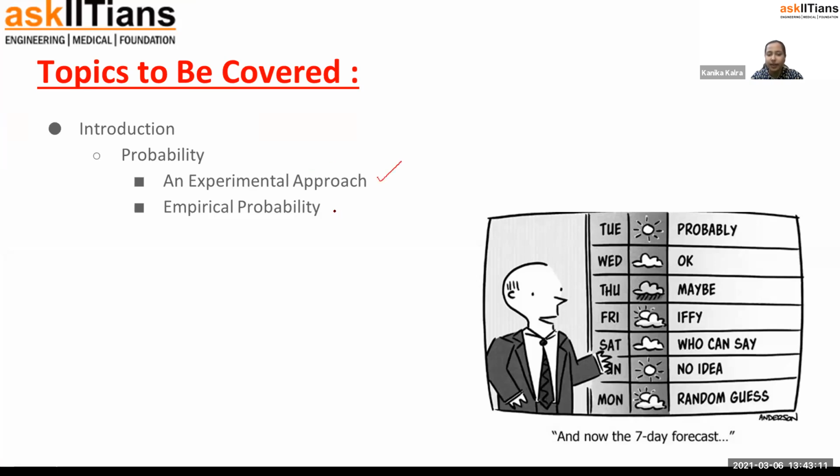an empirical approach. Before starting, I just want to tell you one thing, there are two types of probabilities, theoretical and experimental. So experimental approach is the same as the empirical approach. So let's understand them one by one.